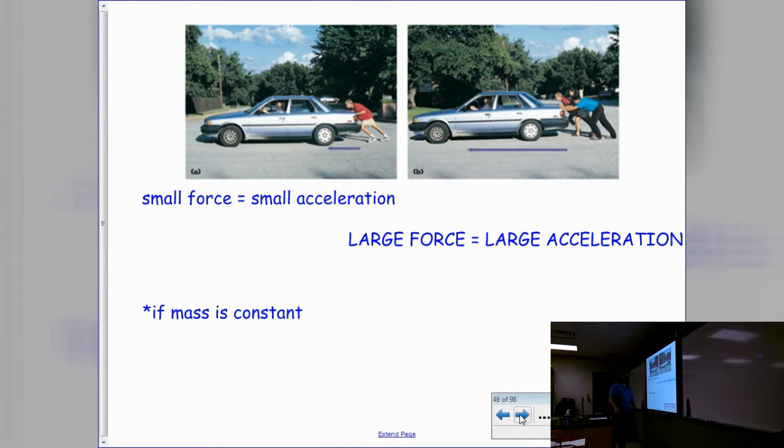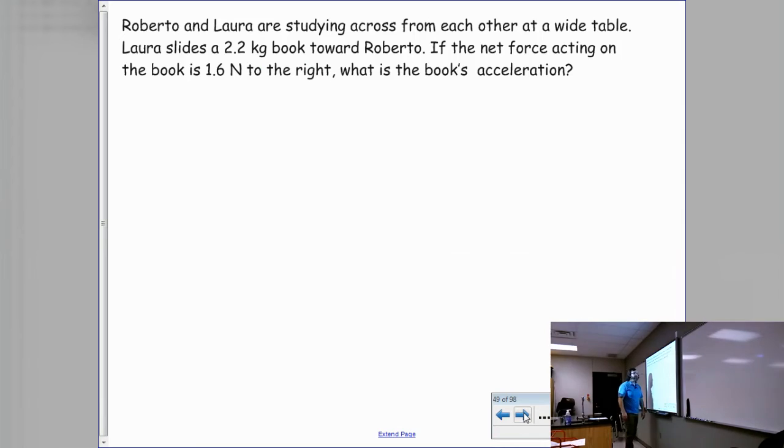Here's another example of this. If we push with a small force, we get a small acceleration. If we push with a large force, we get a large acceleration. In the picture on the left, one person is pushing the car. In the picture on the right, three people are pushing the car. So more force equals more acceleration. That's a direct relationship if the mass stays constant. That was part one of our Pivot Interactive. With the fan speed, if there was more force, you got more acceleration. That should make sense.